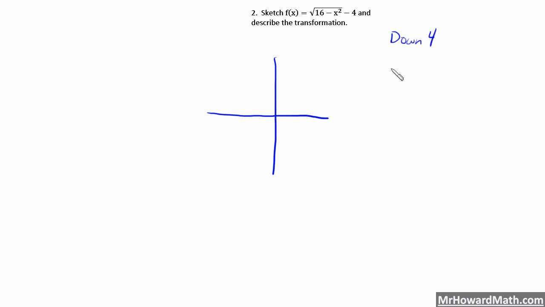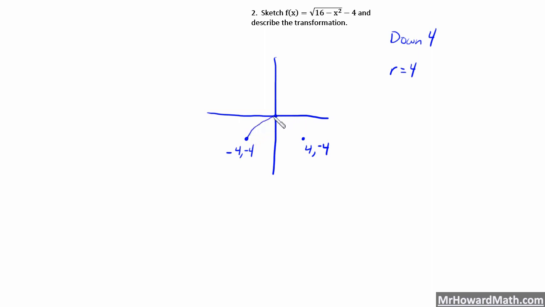So we have a radius of 4. My radius equals 4 because it's the square root of 16. The square root of this number is my radius, so my radius is 4. So we're moved down 4, so we're going to be over here at negative 4 comma negative 4. We're going to be over here at 4 comma negative 4. And then the top part will be right here at 0, 0.